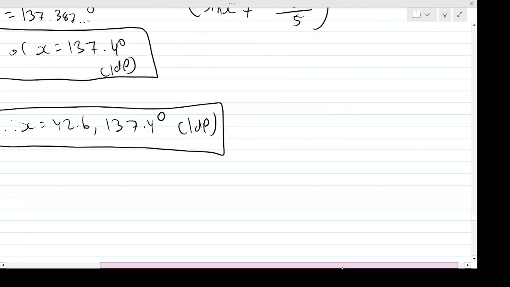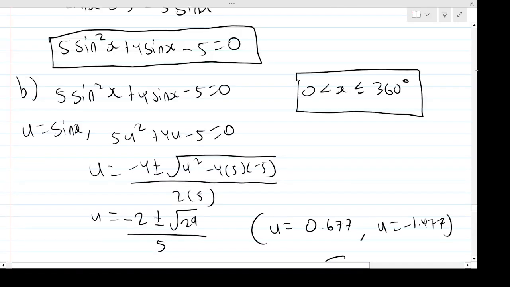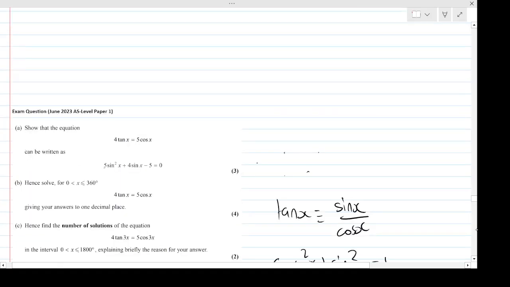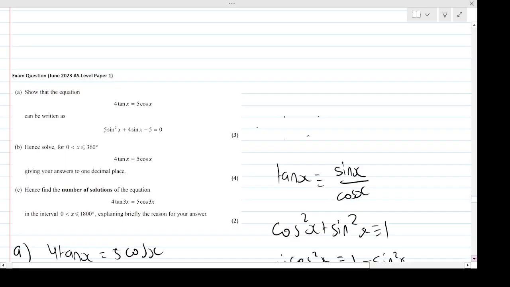So, final part of this question then. Part C says, hence find the number of solutions to the equation 4 tan 3x = 5 cos 3x in the interval 0 to 1,800, giving a reason for your answer. They do like to ask these from time to time, about the number of solutions to a more complicated equation. So we'll do part C here then.